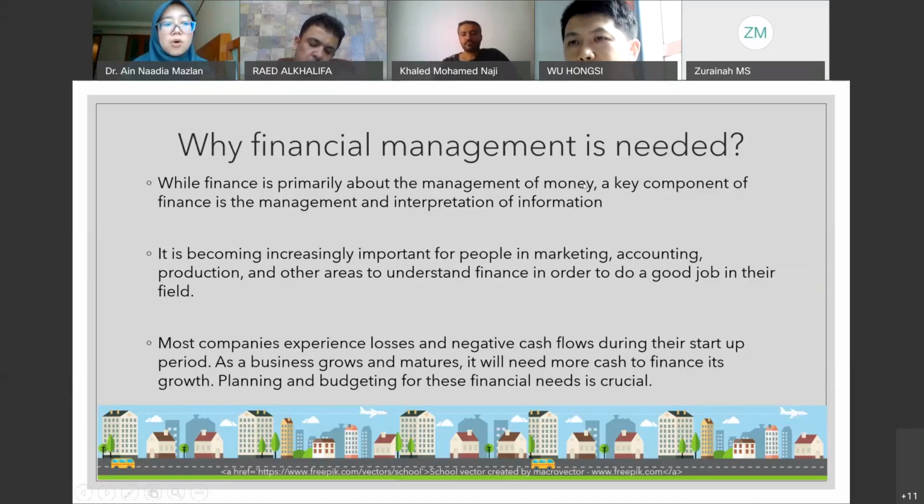Most companies experience loss and negative cash flow during their startup period. The first 5 years are very important for any company. As a business grows and matures, it will need more cash to finance its growth. Planning and budgeting for this financial need is very crucial.